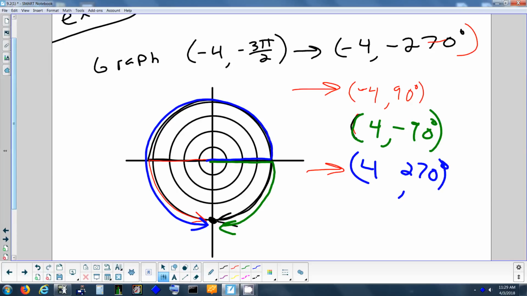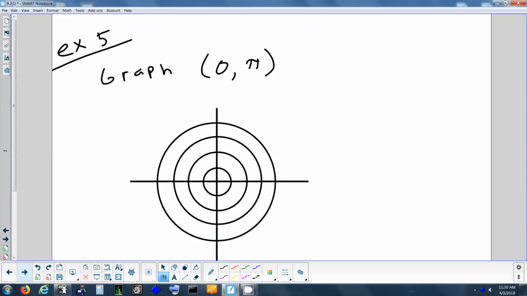Some people have mentioned, well, isn't there really an infinite number of ways? Because couldn't you go right and then go around and keep going and then stop the second time around? Yeah, but that's just a repeat. Going around extra times is not a different way. I still went right, I still went counterclockwise. I don't care how many times you go around. Okay? Questions on that? All right. So let's try this one. 0, pi.